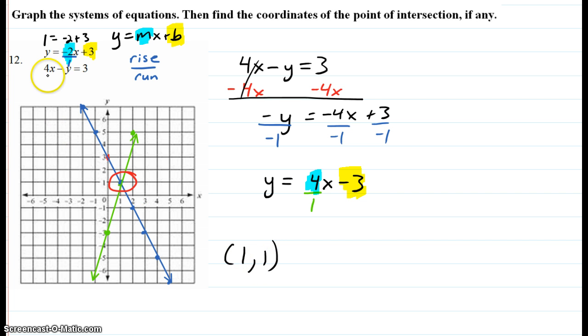And you can check it in both of them. 1 times 4 is 4. 4 minus 1 equals 3. So if you take that extra 15 seconds to check it, you can make sure you get a good grade on the test.